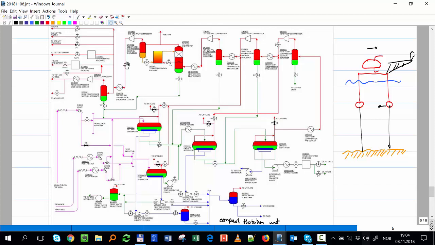And then I need to compress, and I send it to many different things. It goes to gas injection well, to gas export, another gas export, to gas lift for a production well, and gas lift to riser.